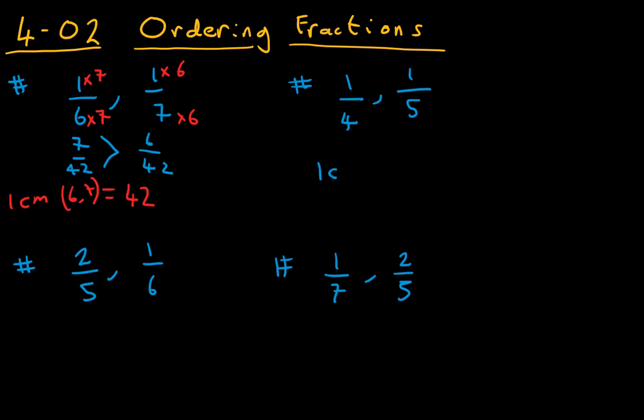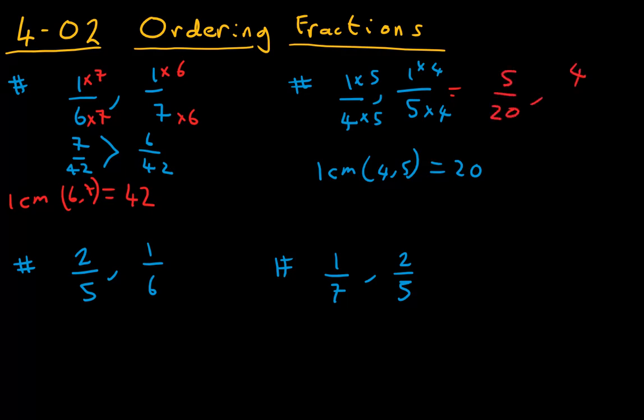Okay, so the lowest common multiple of 4 and 5, I think we did this previously, is 20. So multiply by 5, multiply by 5, multiply by 4, multiply by 4. So we get 5 over 20 and 4 over 20. We can show that 5 over 20 is definitely greater than 4 over 20.